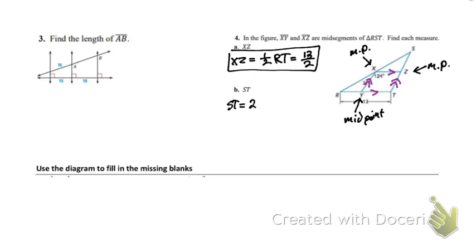So ST would equal 2 times that xy, which equals 2 times 7, which would equal 14.